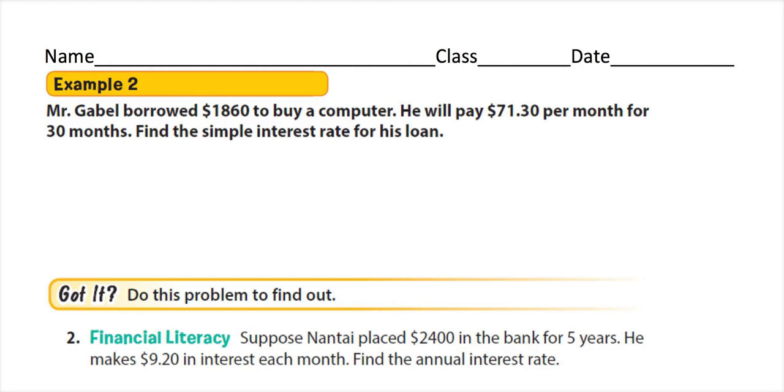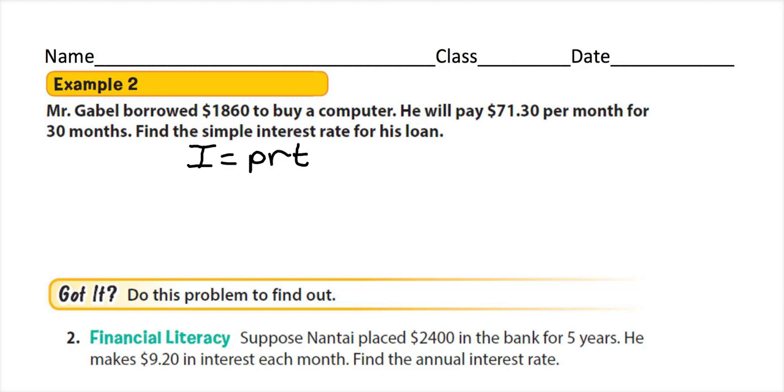All right, let's take a look at this one. It says, Mr. Gable borrowed $1,860 to buy a computer. He will pay $71.30 per month for 30 months. Find the simple interest rate for his loan. All right, so remember, this is I equals PRT.